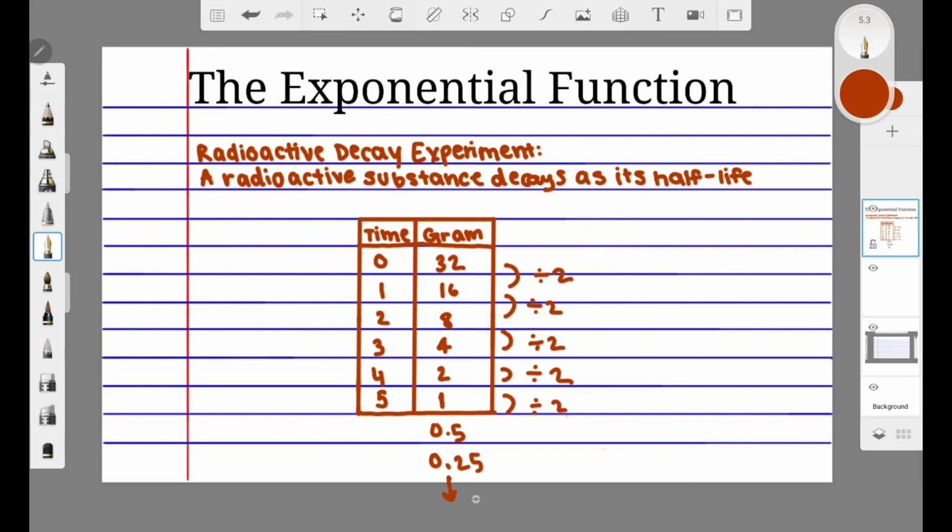So one key thing to take from this diagram is that the substance never actually fully decays. It can never actually fully reach zero. It'll keep getting smaller and it'll get to a point where it's very, very close to zero, but it will never actually reach zero because nothing divided by 2 is equal to 0.